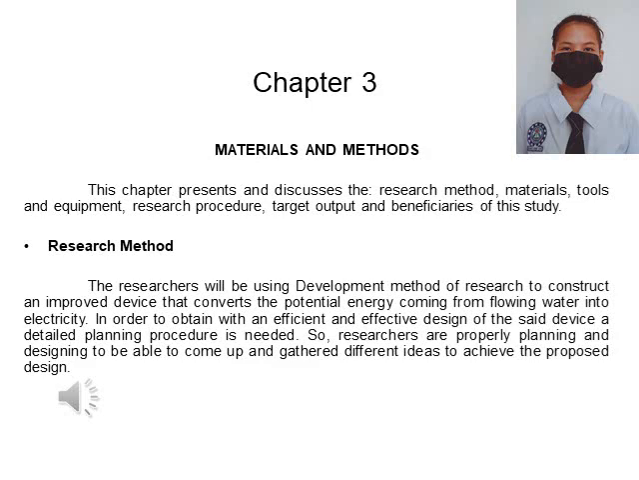Chapter 3. Materials and Methods. This chapter shows the methods and procedures that will be used in conducting this proposed study. This includes materials, equipment needed, and other necessary procedures in constructing the proposed device that will convert the potential energy coming from flowing water to electricity by using Archimedean screw turbine and generator. These include planning, designing, fabrication, and testing.